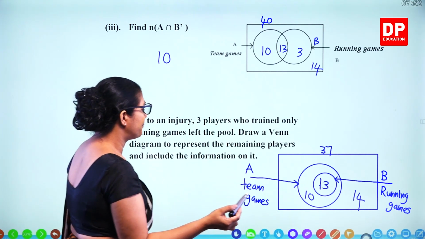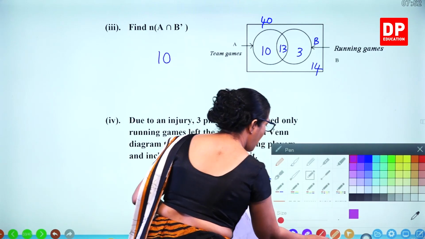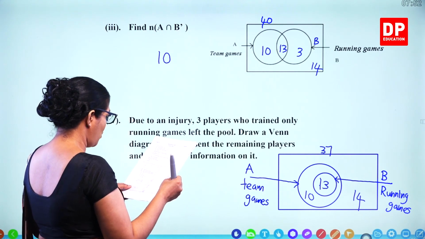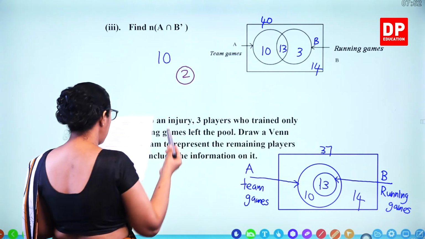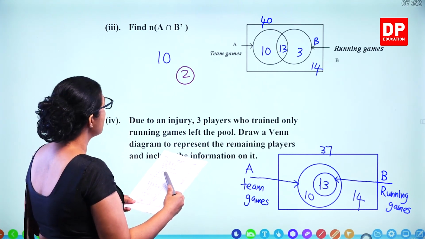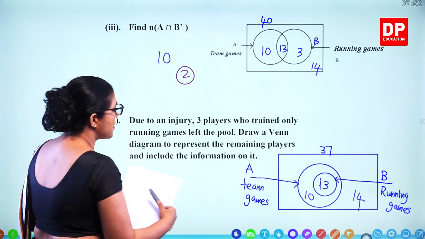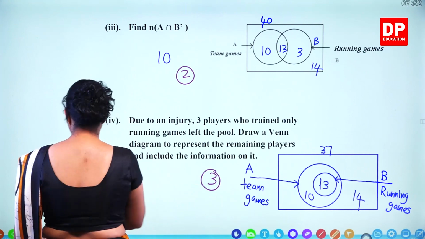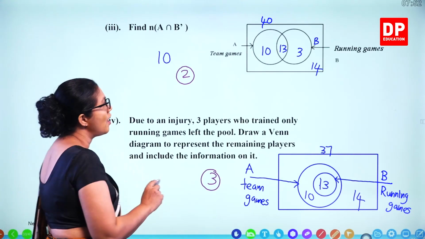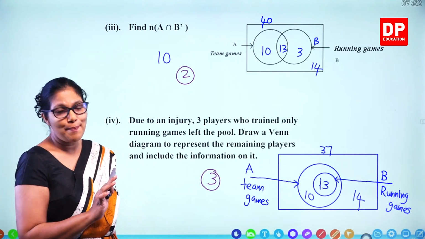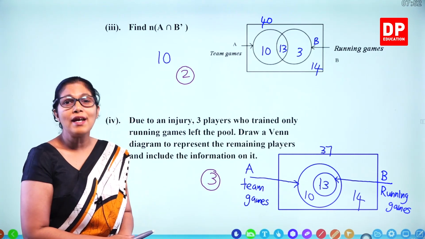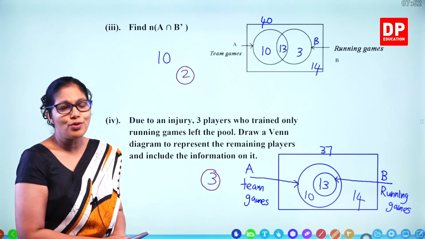So that's all. So how many marks for the last two steps? For 10, you are getting 2 marks, identifying it properly. And 37, 10, 13, 14, that's 3 marks. So 3, 2, 5, 6 and 4, 10 marks for that question. So we covered all questions in paper 2. So make sure that you do all the questions within 3 hours, and then watch my video to check your answers.